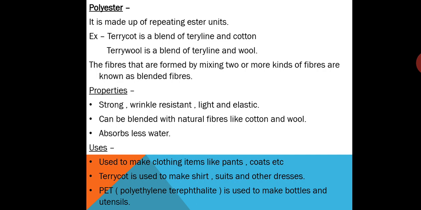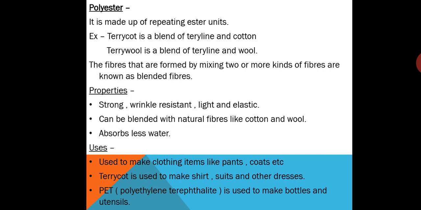Polyester fibers are generally made of more than two fibers by joining them together or combining them together. So the type of fibers obtained by mixing two or more kinds of fibers are known as blended fibers. The properties, as usual, they are very strong, wrinkle resistant, light and elastic. They can be blended with natural fibers like cotton and wool. It also absorbs very less moisture.